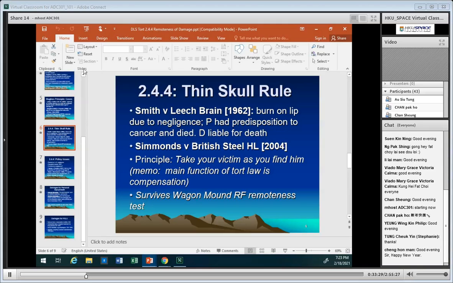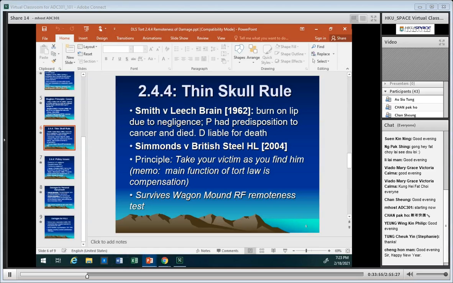Okay, so what's on the screen, everybody? Must know, must know. Smith and Leach Brain is your leading case, but I think it's good to also cite Simmons, because Simmons is a much more recent House of Lords decision. So there you are. Okay, so that's a review then of causation and also the thin skull rule.